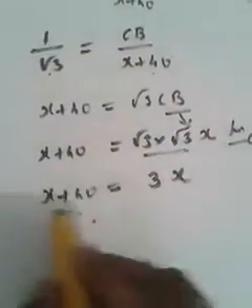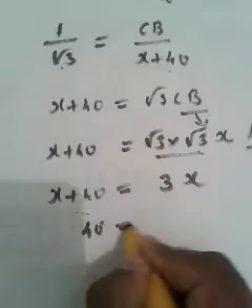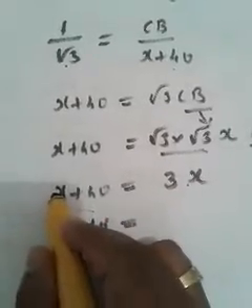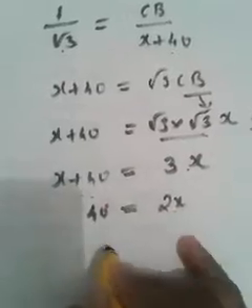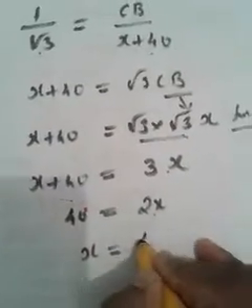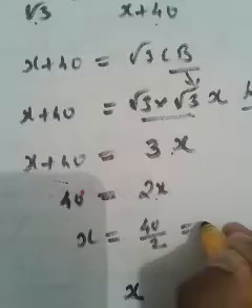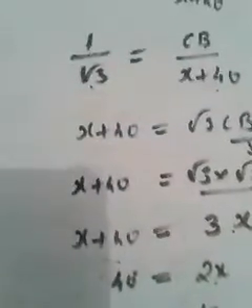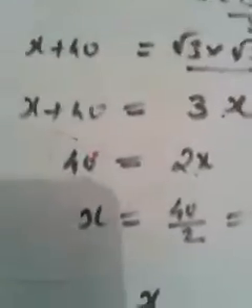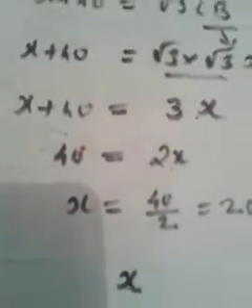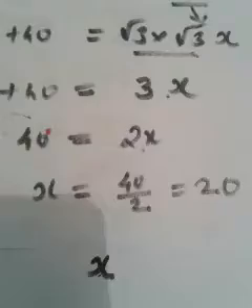Then 40 we just maintain on the left side. 3x is there. Take this x to the right side. It becomes 3x minus x, that is nothing but 2x. If 2x is equal to 40, what will be x? 40 by 2 is nothing but 20. You can understand, no? So 2x is equal to 40 means x is equal to 40 by 2, that is nothing but 20.